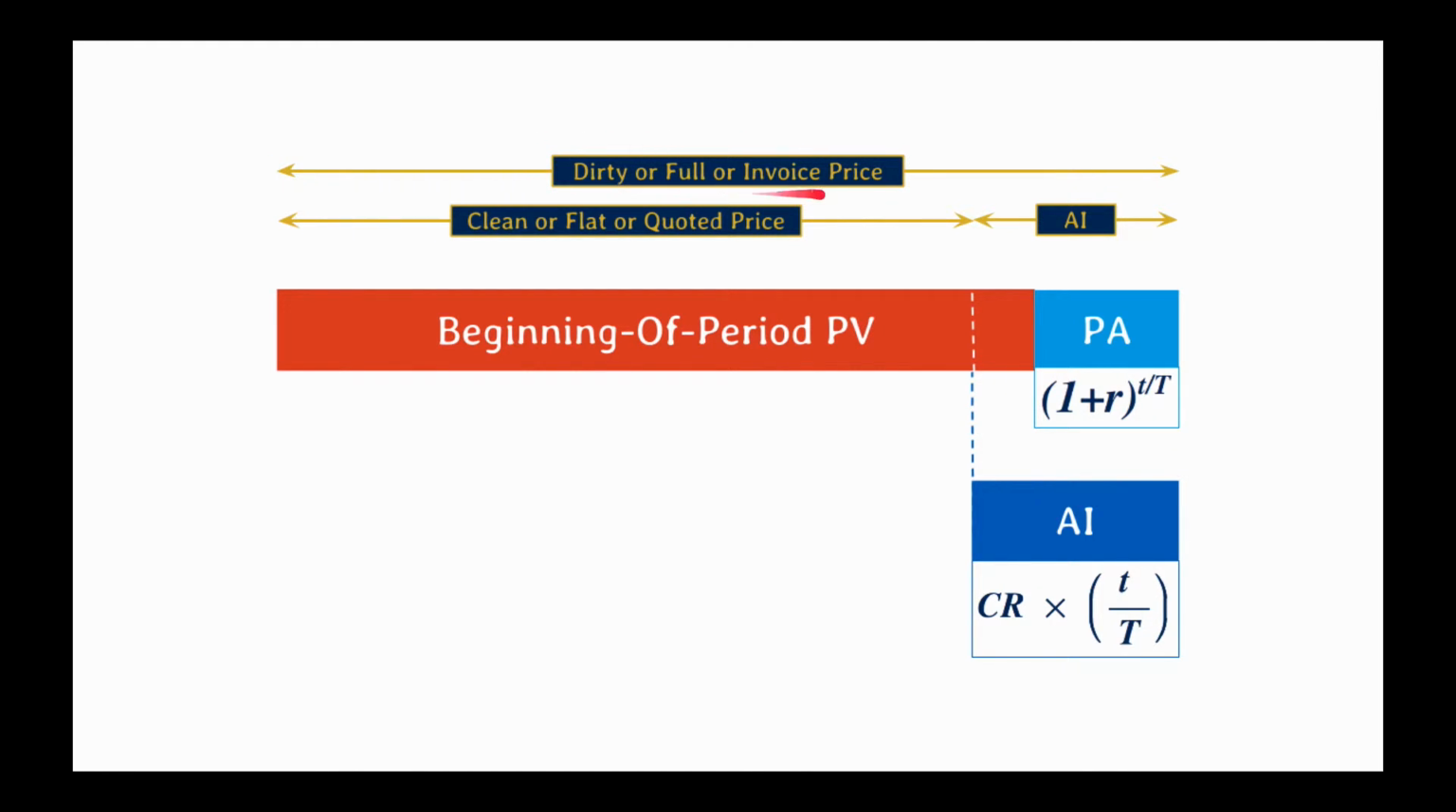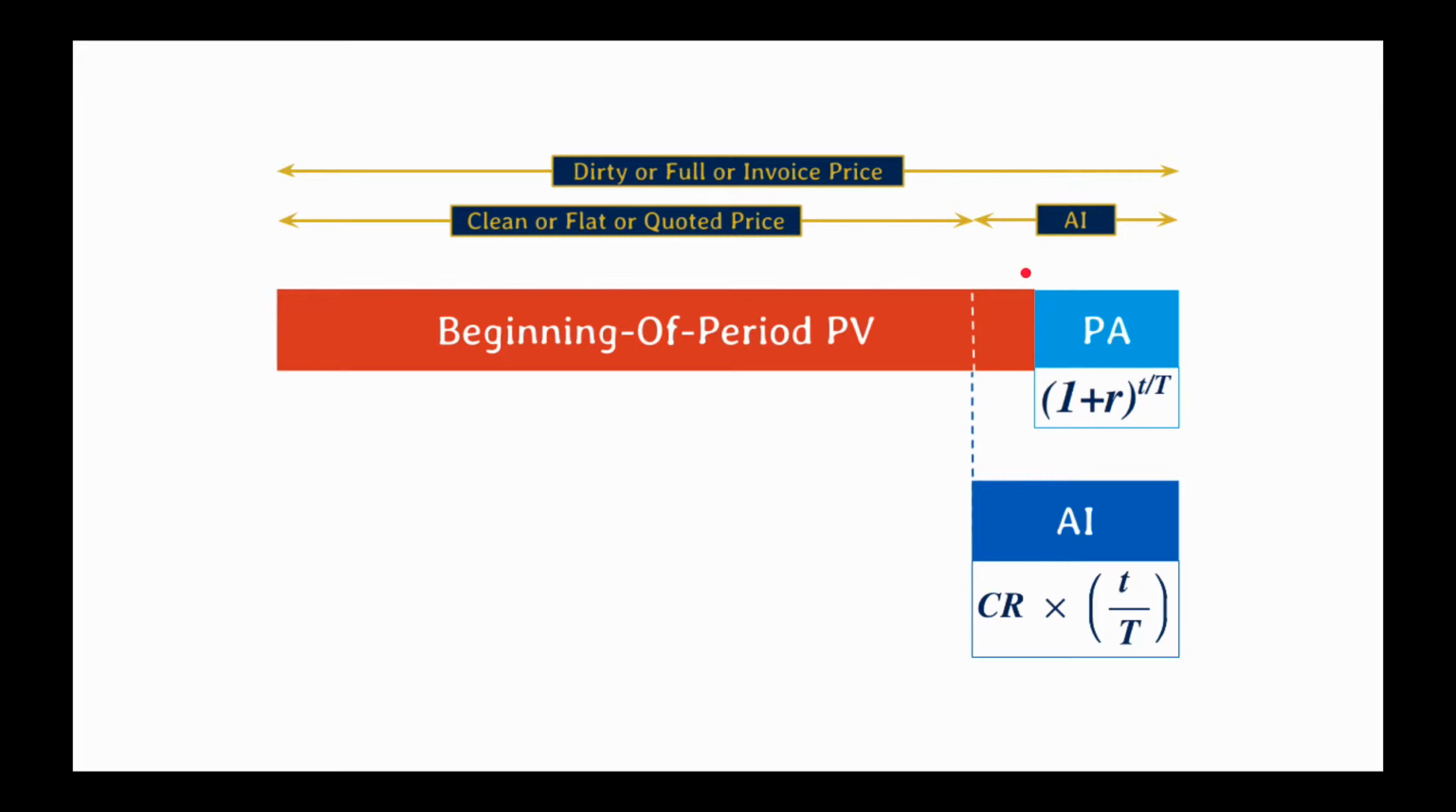Now there's a second concept here called the accrued interest. The accrued interest since the last payment date can be calculated as the coupon payment times the portion of the coupon period that has passed between the last coupon payment date and the settlement date of the transaction. So the full price or invoice price minus the accrued interest is referred to as the flat price of the bond. This is also known as the clean or quoted price.